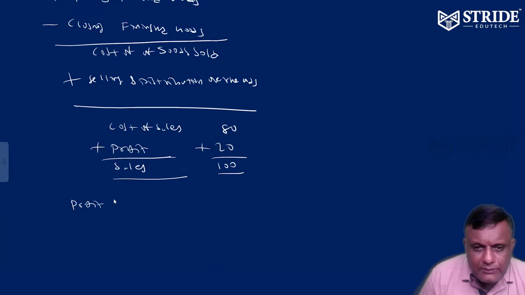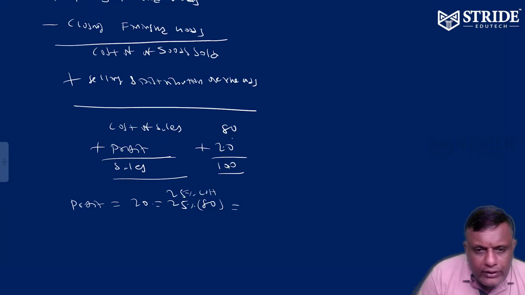For example, suppose profit is equal to 20 rupees. That is equal to 25% of 80. Please check it out. Profit is 20, which is 25% of 80. What is 80? It is the cost. So 25% of cost.